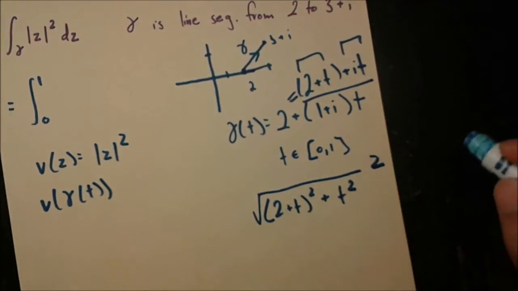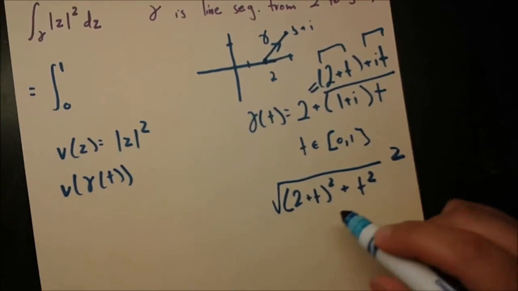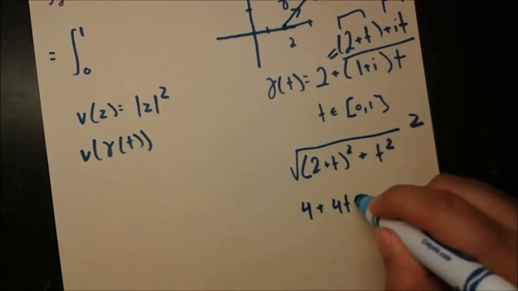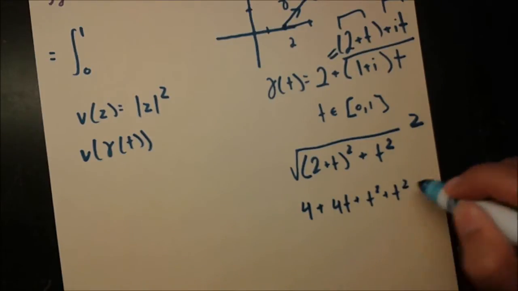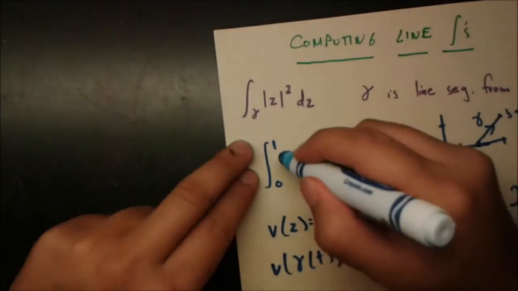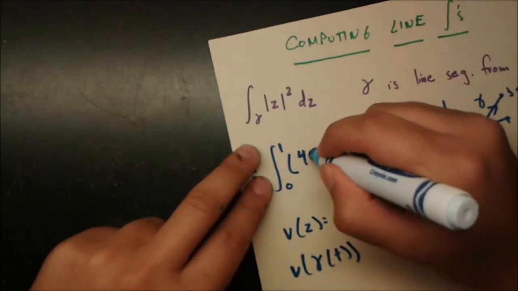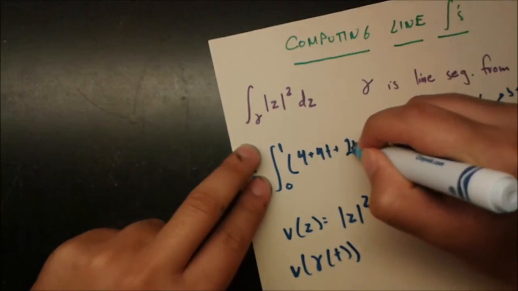And I square that, so the square root goes away. So it's just going to be the inside part, and when I expand this, it's going to be 4 plus 4t plus t squared plus t squared. So in all, it's going to be 4 plus 4t plus 2t squared.